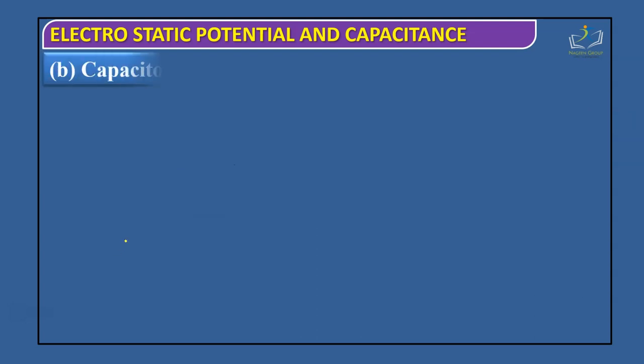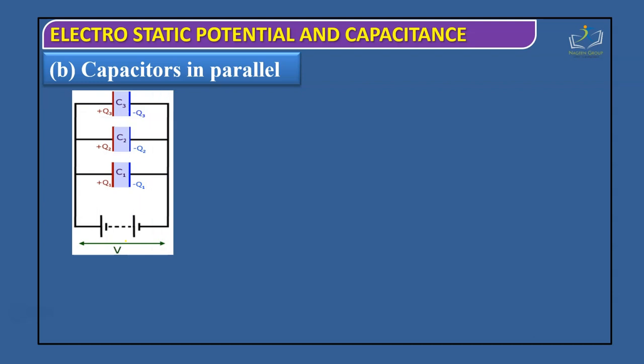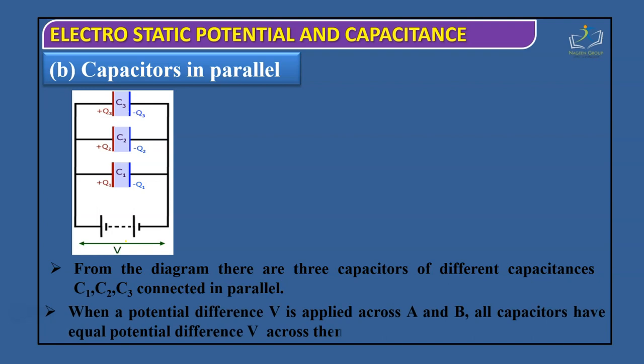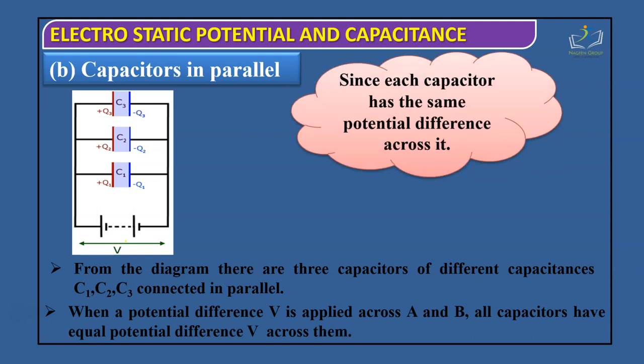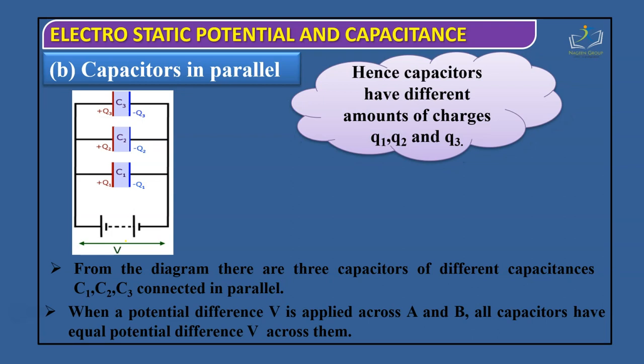Next, we have capacitors in parallel. These are the capacitors which, as you can see, are connected in a parallel combination. From the diagram, these are the 3 capacitors C1, C2 and C3. When a potential difference V is applied across A and B, all the capacitors have equal potential across them. Since each capacitor has the same potential difference, that means it is the position where they store the charges according to their capacity. Hence, capacitors have different amounts of charges.